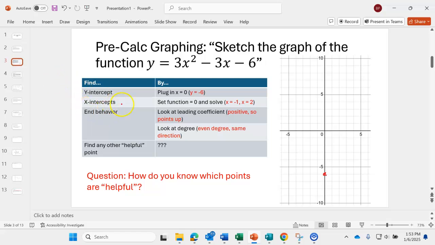Find your x-intercepts. You would take this equation, set it equal to 0, solve it, and try to find where the graph hits the x-axis. In this case, x equals negative 1 and x equals 2. You can plot those points.